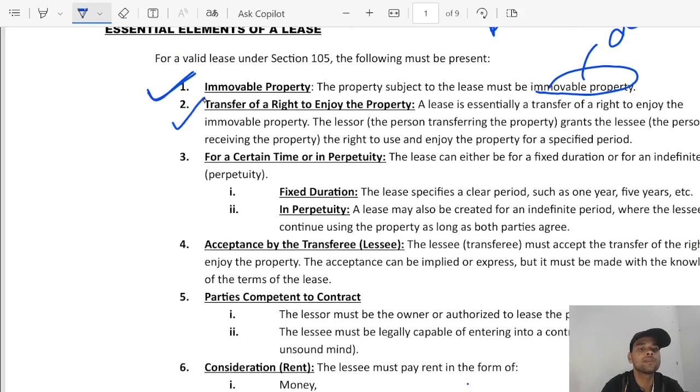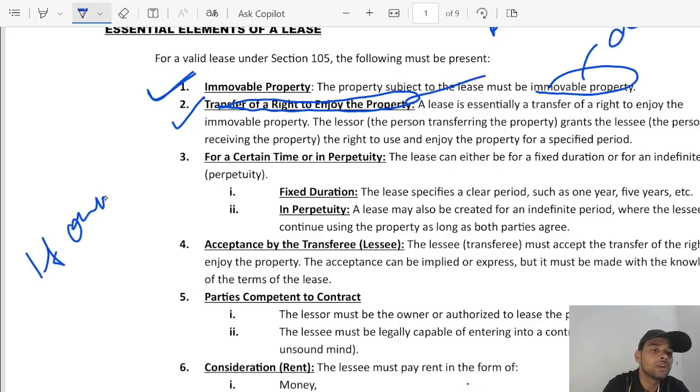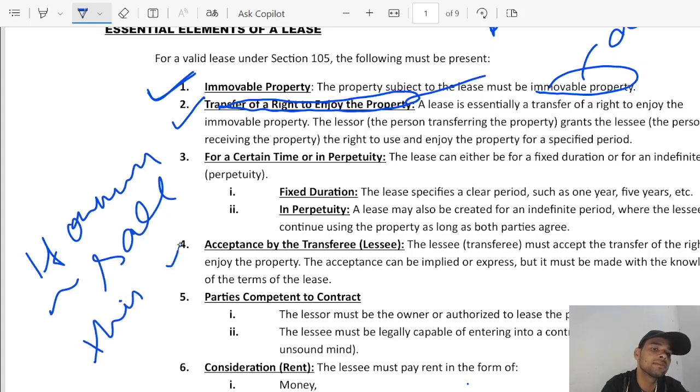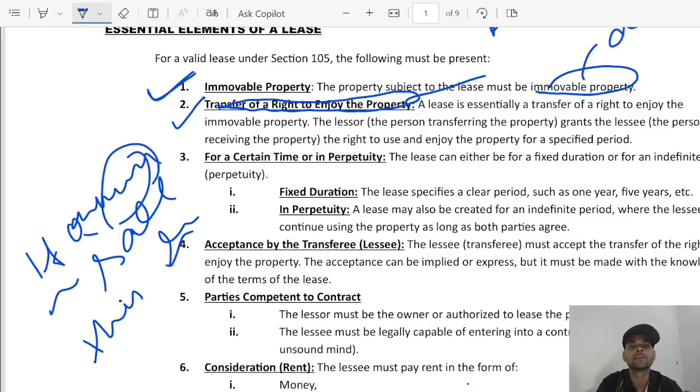Second is the transfer of right to enjoy the property. Here, the transfer of right to enjoy the property means the lessor transfers only the right to enjoyment of the property to the lessee. If ownership is transferred, then it will become a sale. This is the basic difference between lease and sale. Under the concept of lease, the right to enjoyment of the property is transferred, whereas under the concept of sale, the ownership is transferred from seller to buyer.